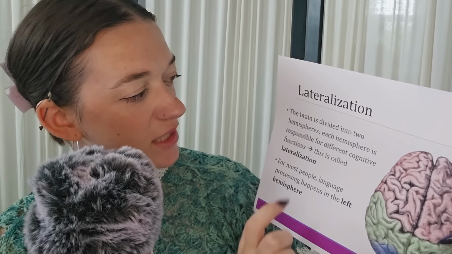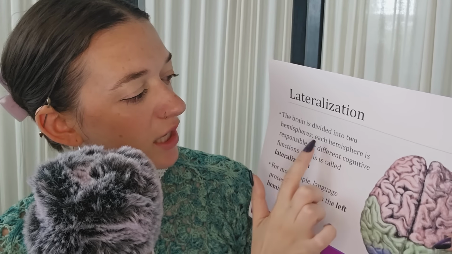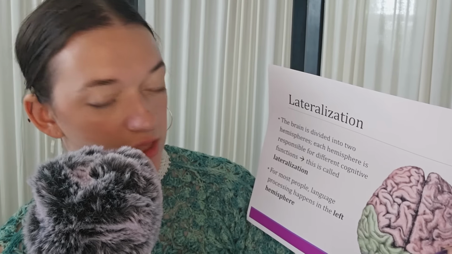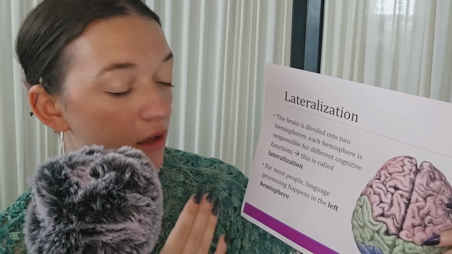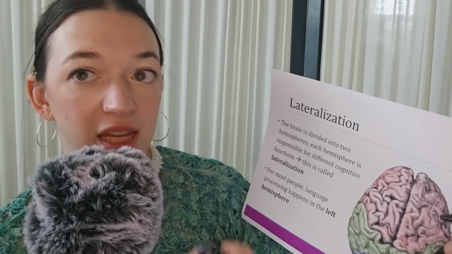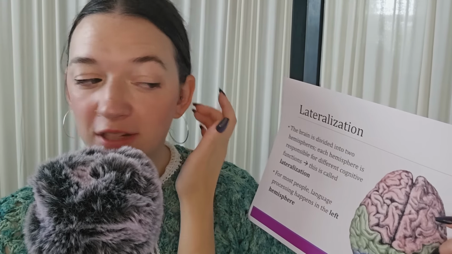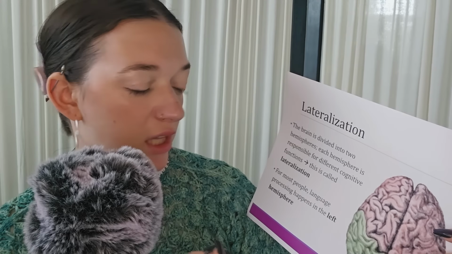What this means is the brain is divided into two hemispheres, and each hemisphere is responsible for different cognitive functions. This is called lateralization. For most people, language processing happens in the left hemisphere. The left hemisphere of your brain is primarily responsible for language processing.